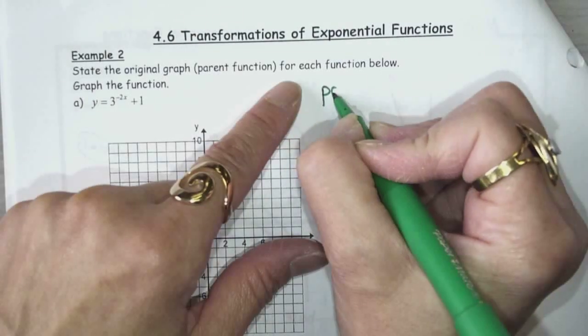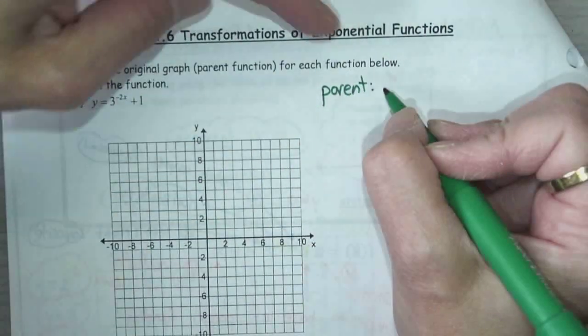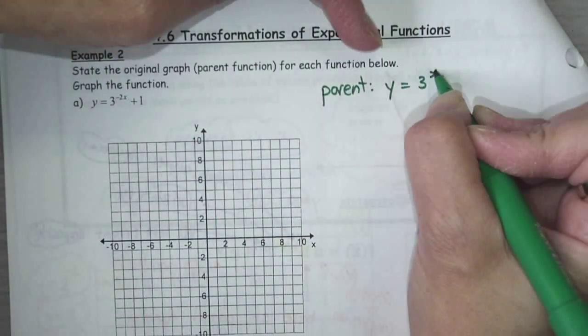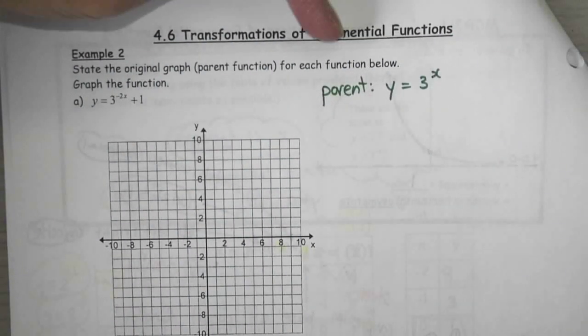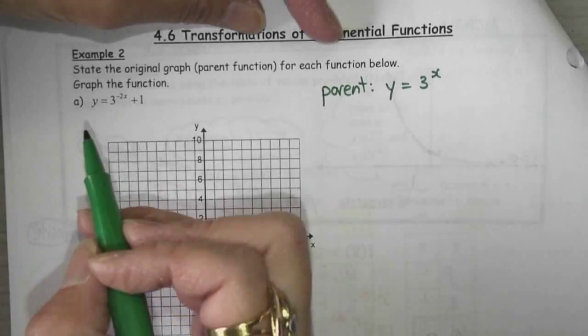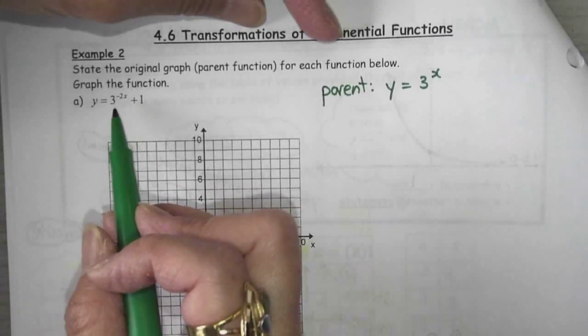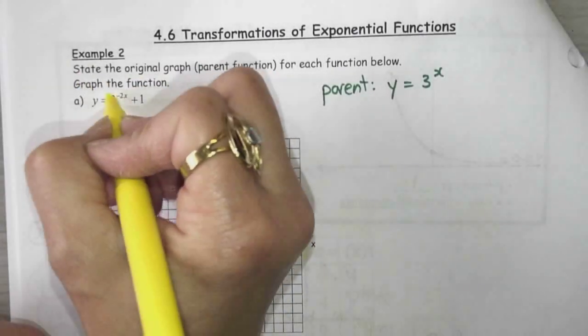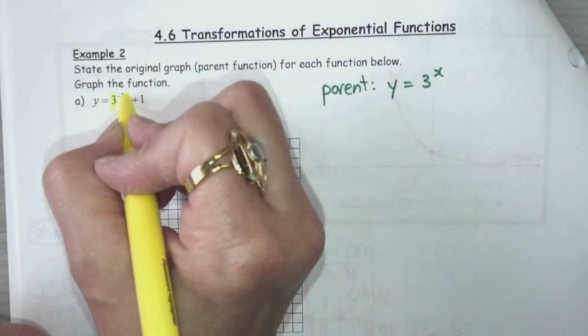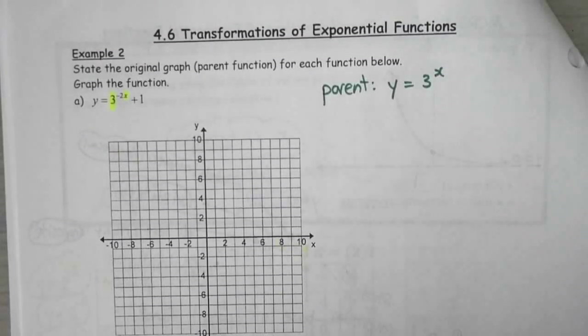So my parent function is y equals 3 to the x. Okay, my parent function is y equals 3 to the x. I want to highlight it, so again, my parent function is here, and then with the x. So I like to highlight so I don't look at it as part of any stretch.